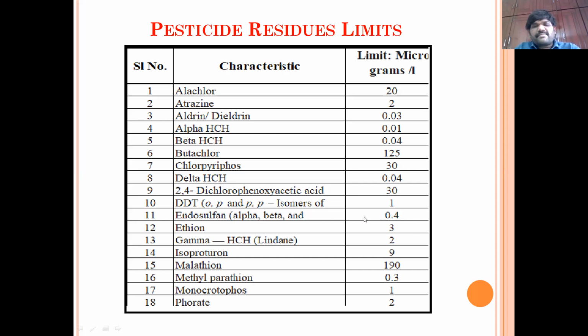Alpha, beta, endosulfan 0.4, ethion 3, gamma C 2 micrograms per liter, isoproturon 9 micrograms per liter, malathion 190, methyl parathion 0.3, monocrotophos 1, phorate 2. This is what the pesticide residues are limited to.